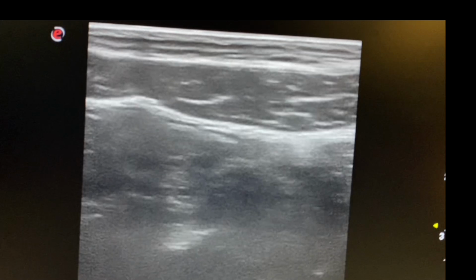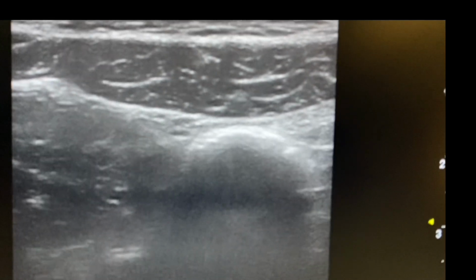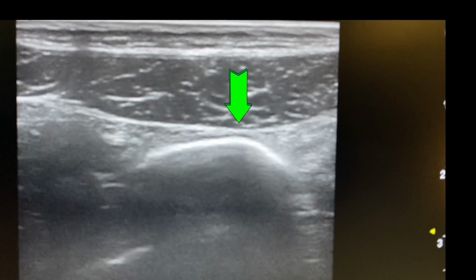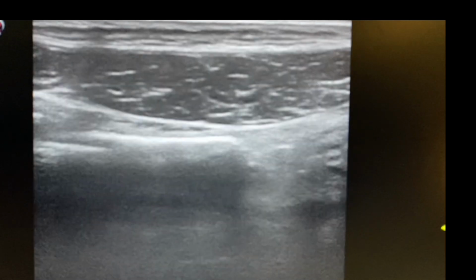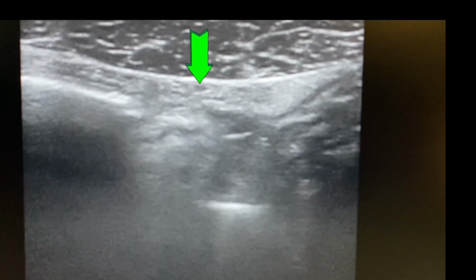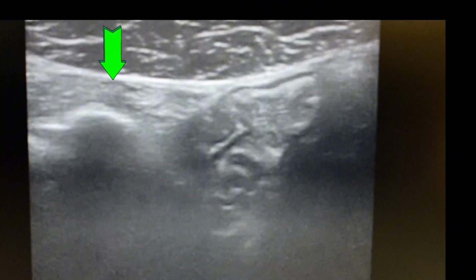Now I start scanning of the right iliac region or right lower abdomen part. Here we see an echogenic line. This is gas shadows in the small intestine.